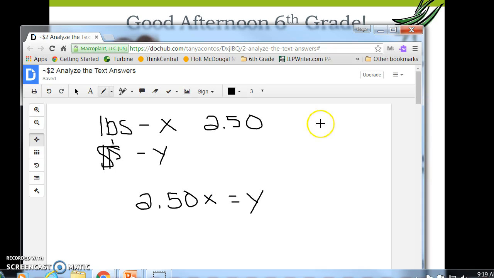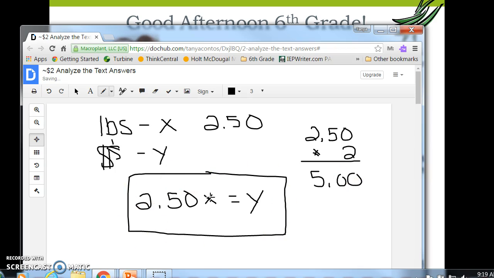All right, so if we have $2.50, and let's let X equal 2, does that equal $5? We can just tell by looking at it that it does, right? 2.50 times 2 is $5. Okay, so our equation would work: $2.50 times X equals Y.